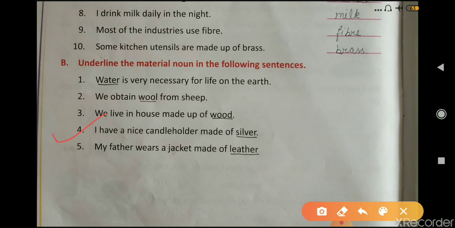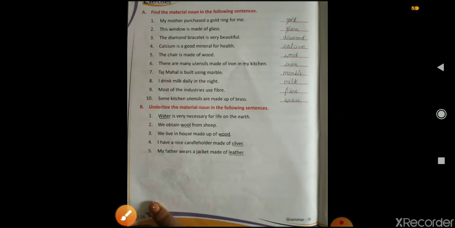Then, I have a nice candle holder made of silver. So silver is a material noun. Then, my father wears a jacket made of leather. Leather is a material noun. So these are your exercises of lesson number 25. You have to complete this work in your book.